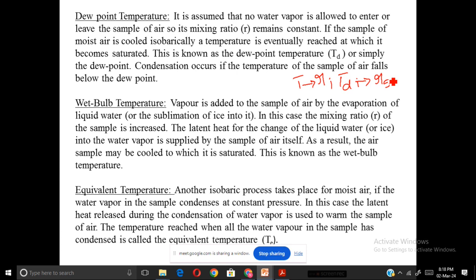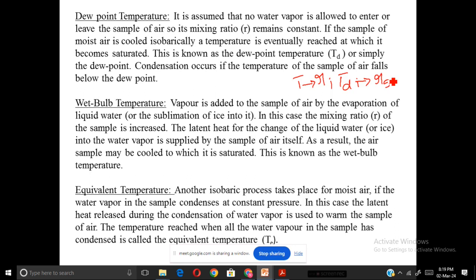And the whole process has to happen isobarically, that is, the pressure should remain constant. It is assumed that no water vapor is allowed to enter or leave the sample of air. We have an air parcel, no water vapor enters or leaves the sample, but we have to make the parcel saturated. So the only way is to reduce the temperature of the parcel. While reducing the temperature, at one particular temperature the parcel will become saturated. The mixing ratio will become the saturation mixing ratio. That temperature is known as the dew point temperature of the parcel.